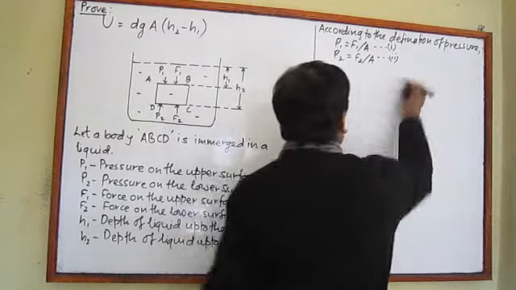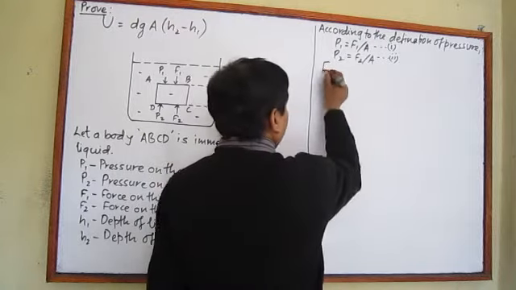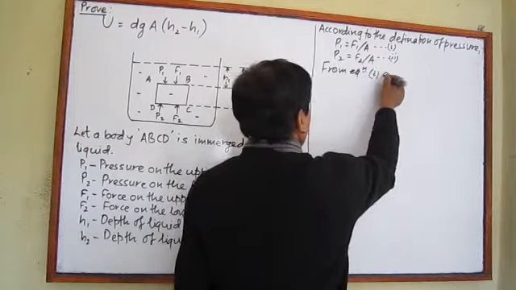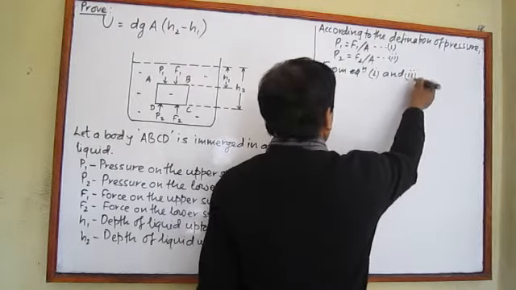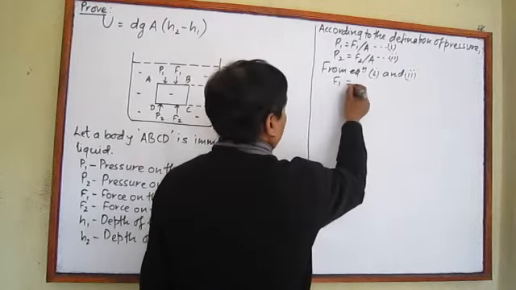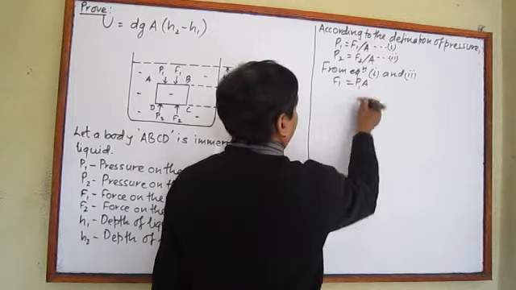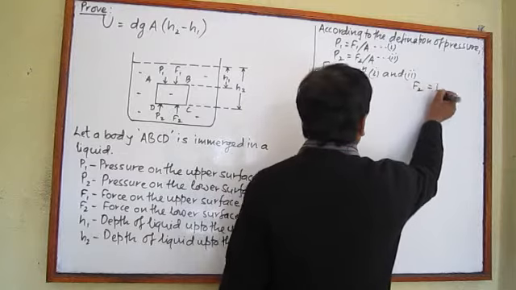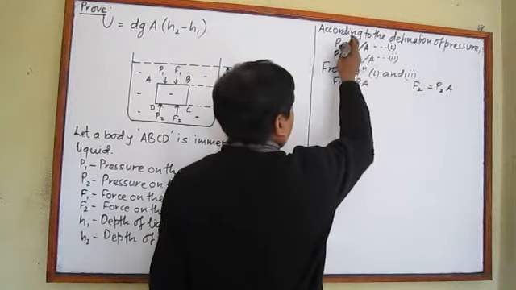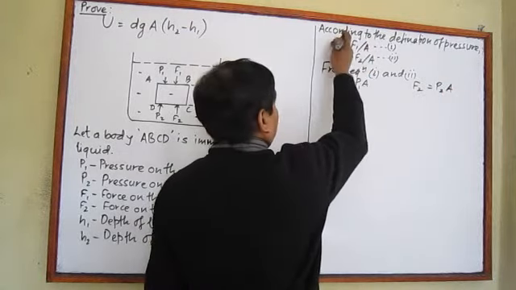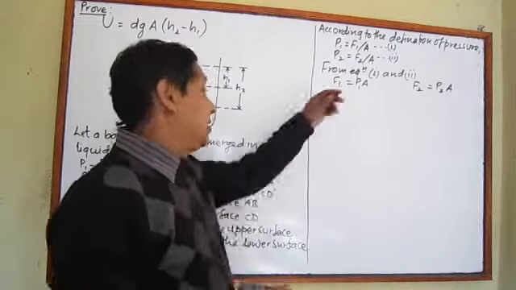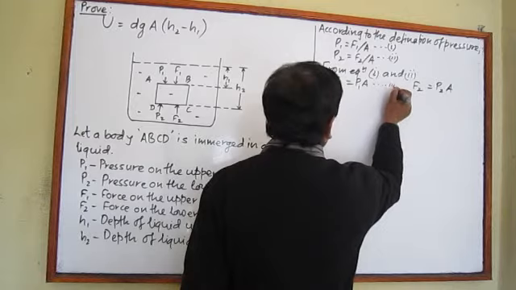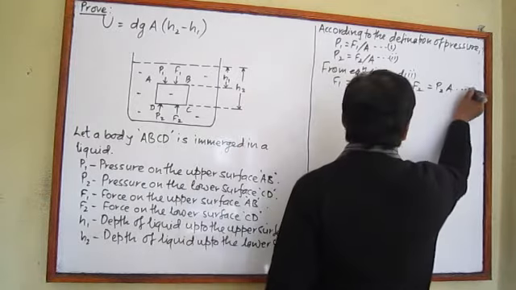Now from equation 1 and 2, we can write F1 equal to P1A, and F2 is equal to P2A. Look at this. F1 is equal to P1 multiplied by A. A is taken to one of the sides. It will give this. Now we can take this as equation number 3 and equation number 4.